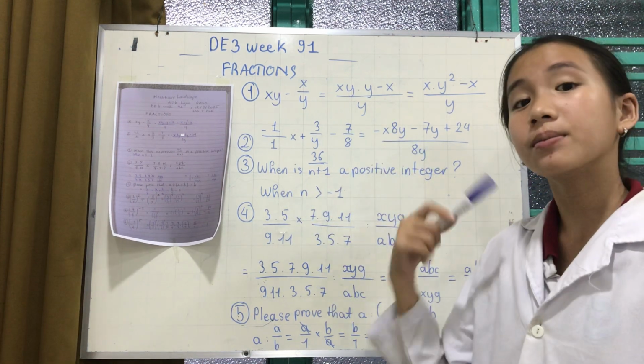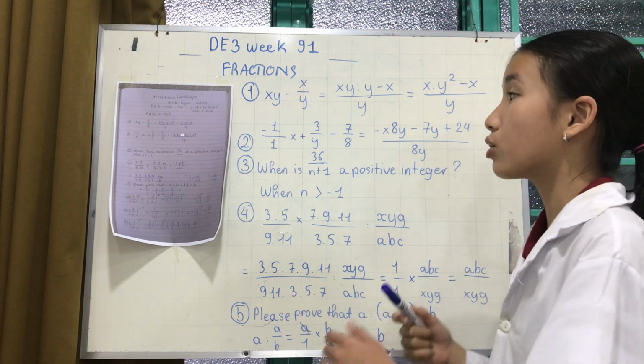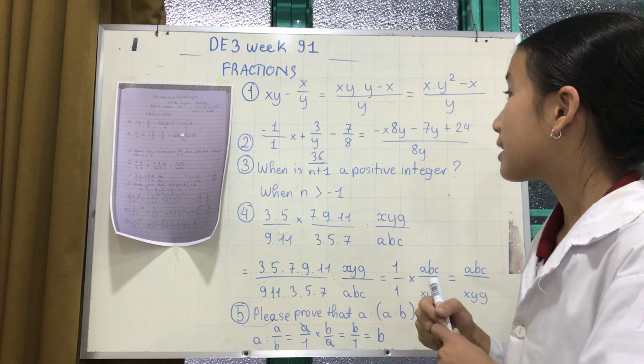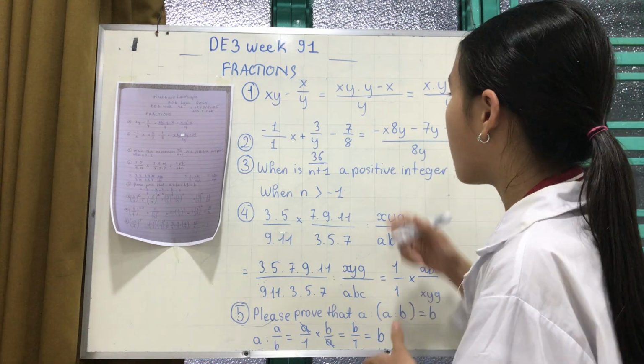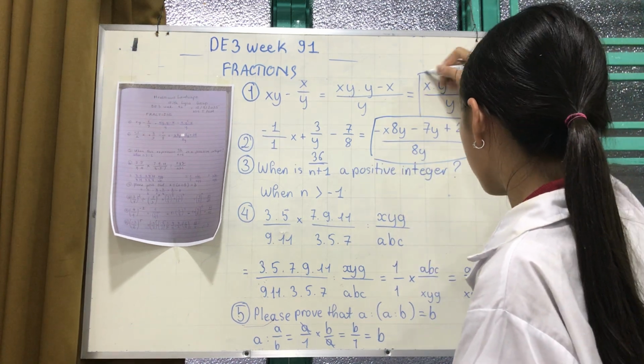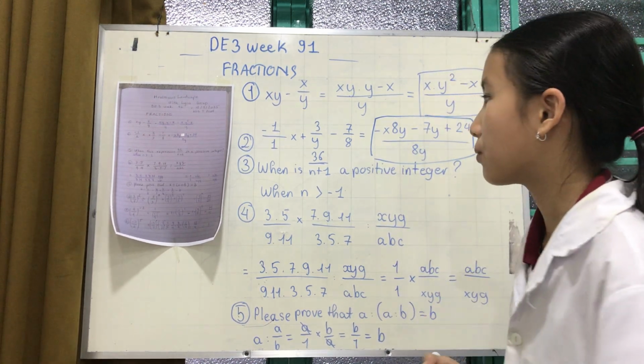And if we multiply it by the denominator, we must also multiply it by the numerator. So I did exactly that. And this is my answer for problem number 2.